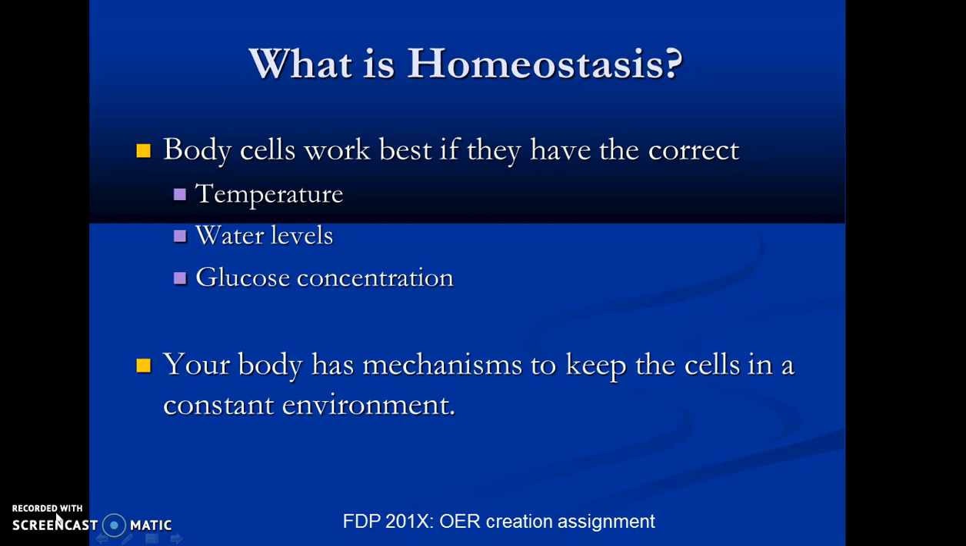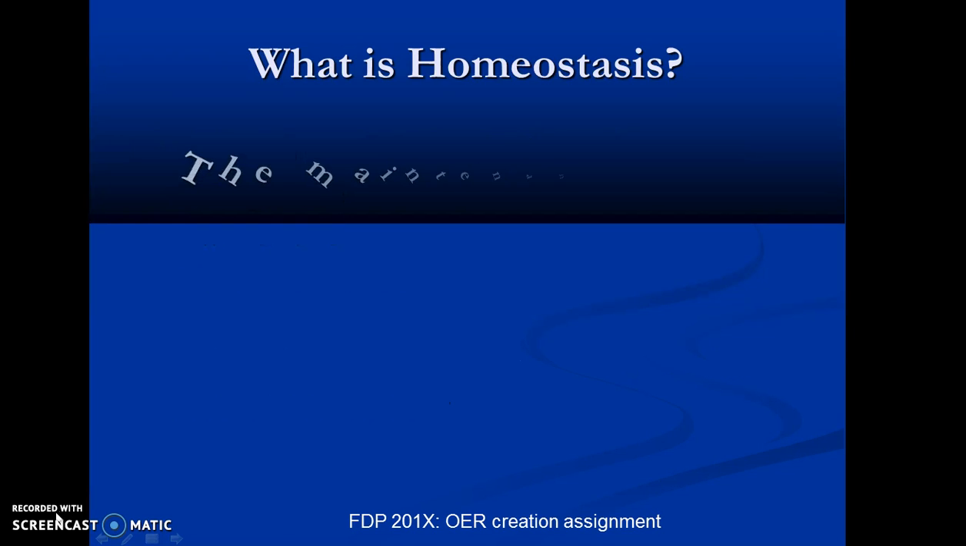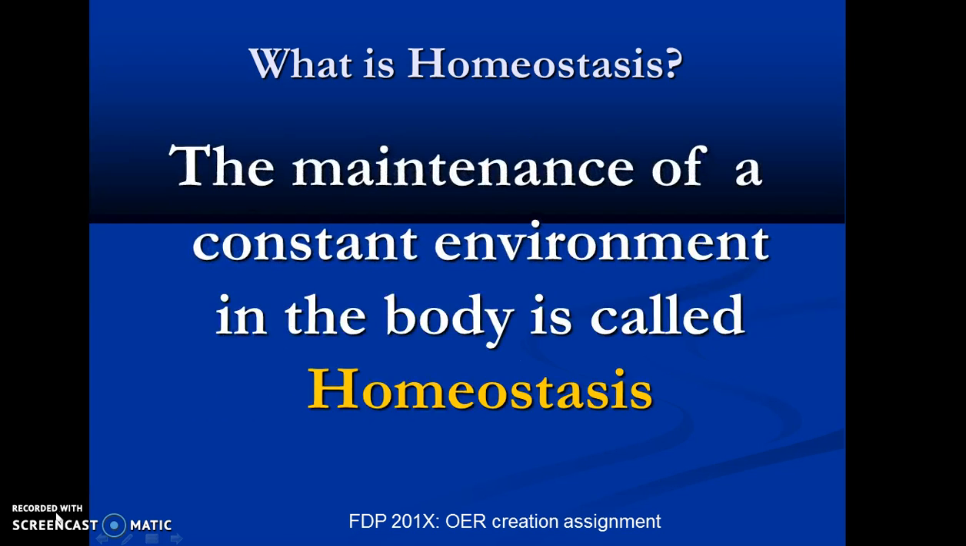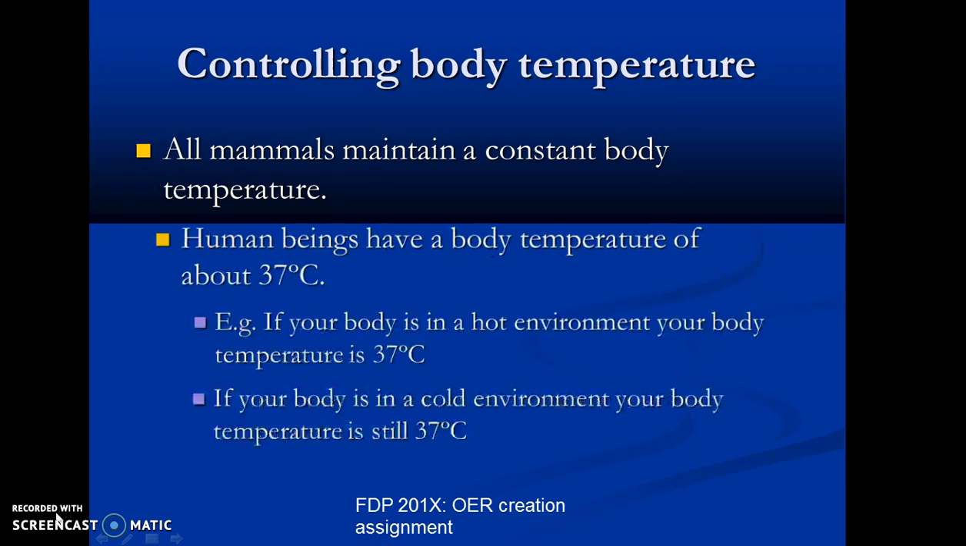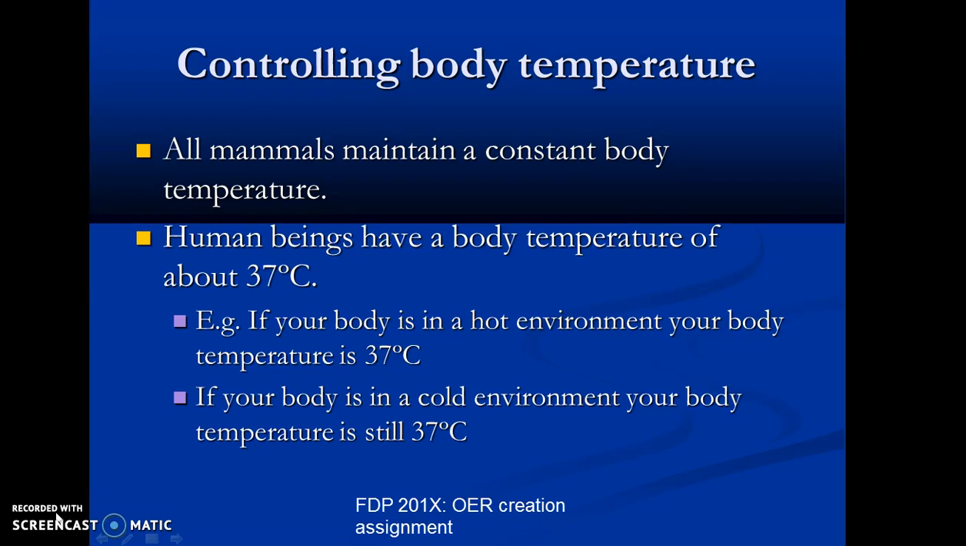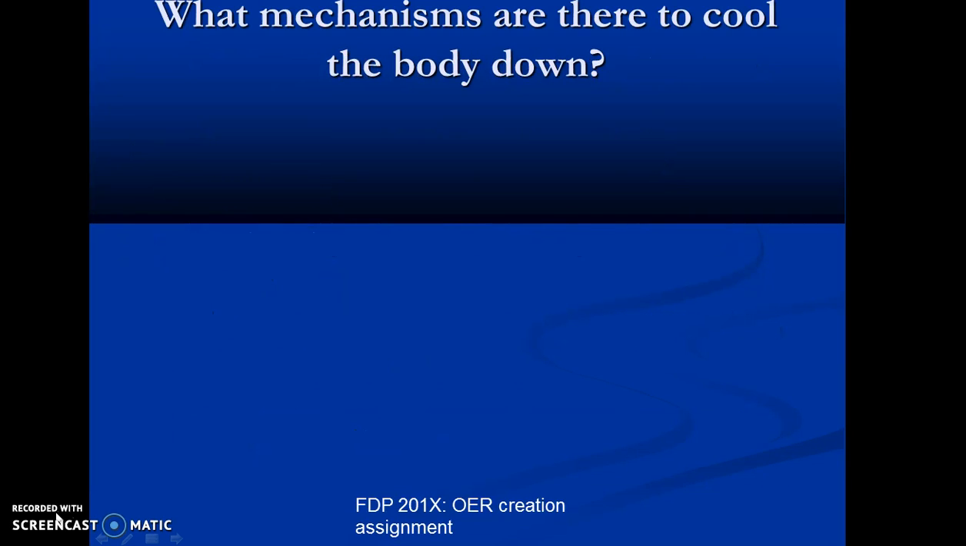The body mechanisms work to maintain all the cells in a constant environment through this homeostasis loop. Now let us take an example of how the body temperature of a human body is controlled. All mammals have a constant body temperature, and the human body temperature is generally around 37 degrees Celsius, irrespective of the outside temperature. Now how is it taken care of? There are various processes behind this.